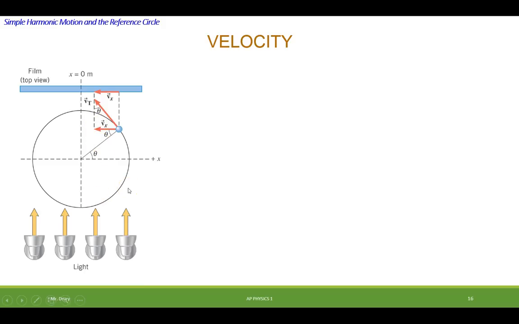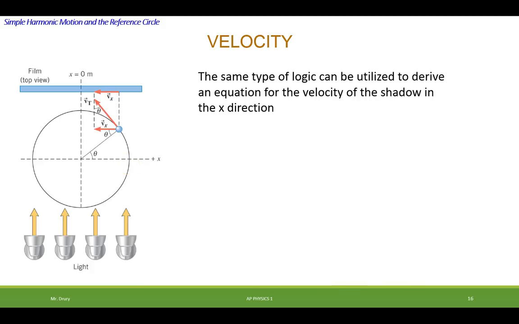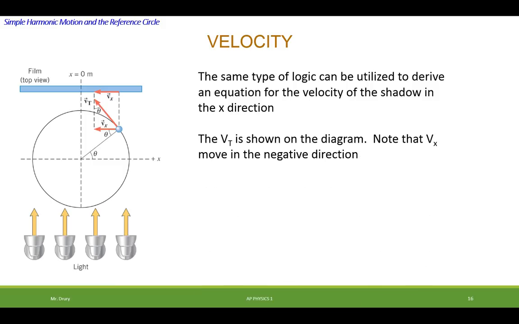Okay, so now that you understand the diagram, let's see what we can do with it. We're going to use the same type of logic to derive an equation for velocity of the shadow in the x direction. Once again, we noted that the tangential velocity is shown in the diagram, and the velocity in the x is moving in the negative direction. So therefore, we have velocity of x is equal to negative, because it's moving in the negative direction, tangential velocity sine of theta. Why sine? Because the velocity of x is the opposite side of theta. So we want this velocity here, it would be the sine.